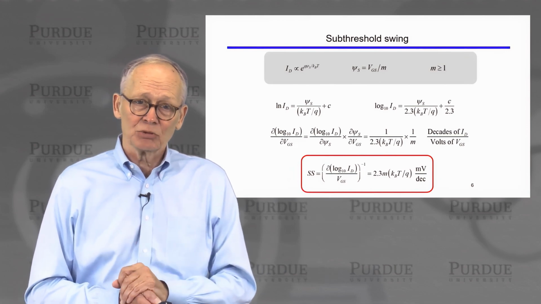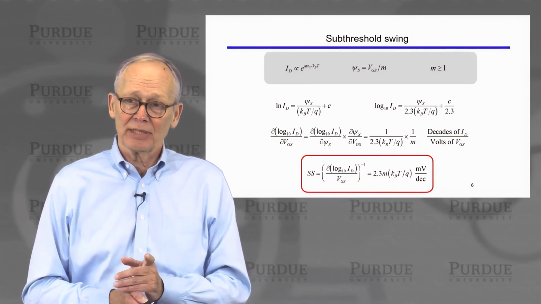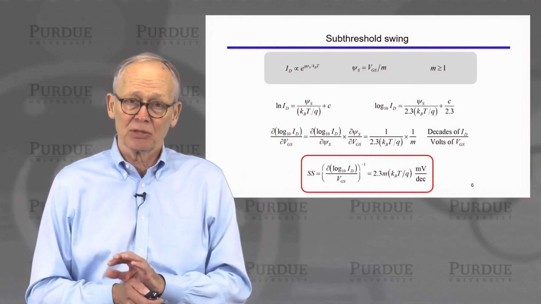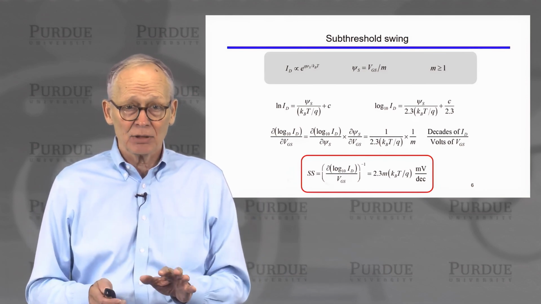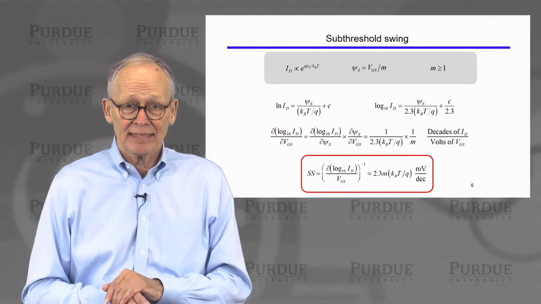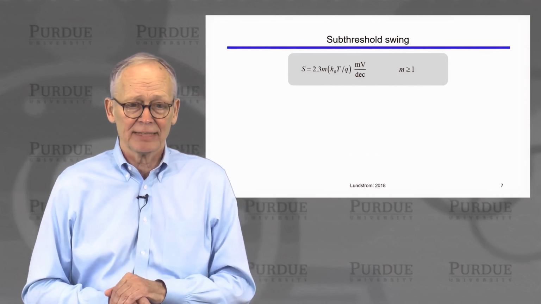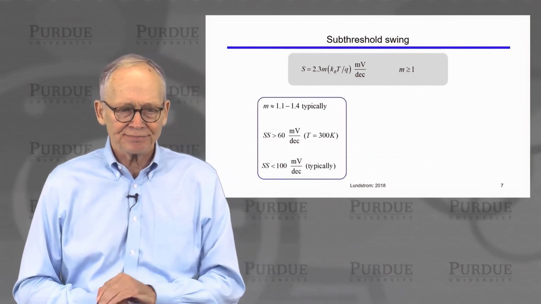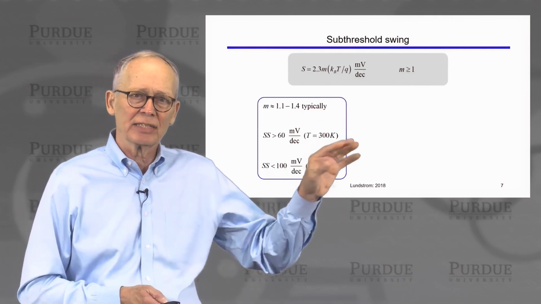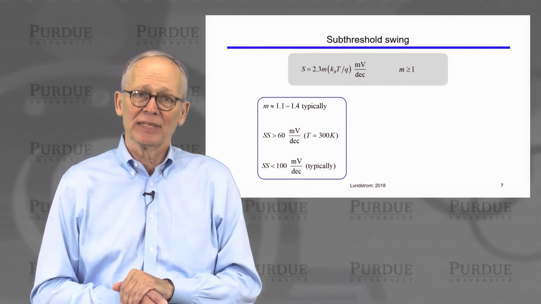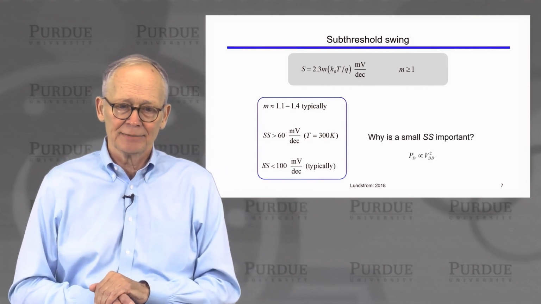If we put m equals 1 and T equals 300 K, we'll find that that subthreshold swing is 60 millivolts per decade. That's as small as it can be unless we switch to completely different physics. Typically, it's a little bit bigger than that. So we have this expression for subthreshold swing. It's always greater than or equal to 60 millivolts per decade. Typically, in a good transistor, it'll be less than 100 millivolts per decade.